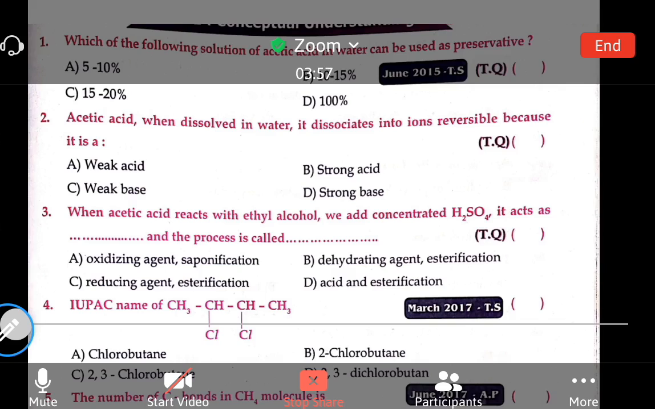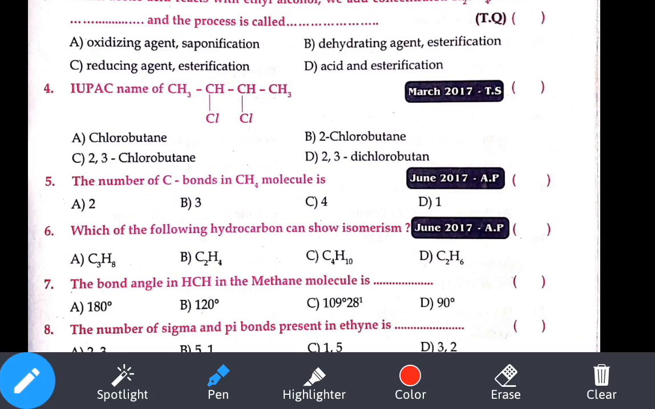Okay, let's see the fourth question. The IUPAC name of CH3, CCl, CHCl, CHCl, and CH3. First we have to give the numbering. We can give numbering from right to left or left to right, based on the substituents, the functional group, and the saturated and unsaturated carbon compounds. Here, if I give it from left to right or right to left, both will be the same because the substituents are present at the center. So I'll give it from right to left, 3, 4.